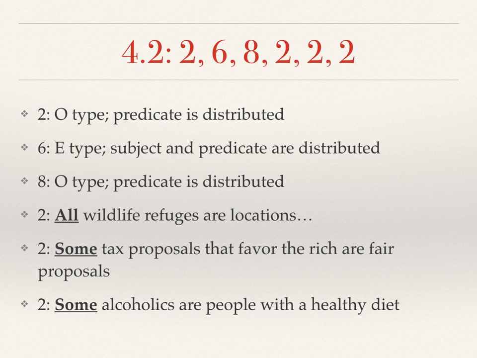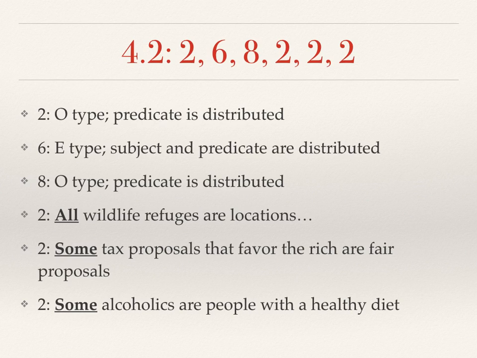And for section 2, you change the quality but not the quantity of the following statements. So if we look at number 2, it says no wildlife refuges are locations suitable for condominiums. So we're just changing the quality, so it stays a universal. So it goes from negative to being affirmative. So it goes from no wildlife refuges to all wildlife refuges.